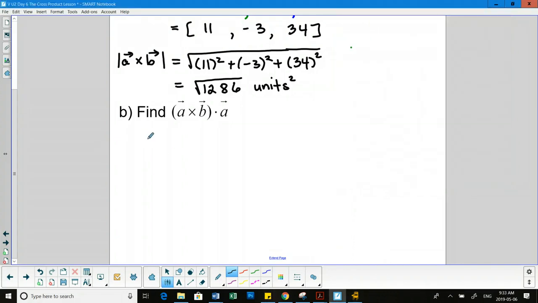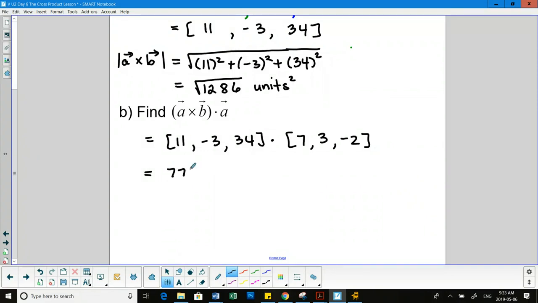So we have vector A cross B. We found it to be 11, -3, 34. And we want to dot it with A, and we're just checking to see if our prediction is correct. So we get 77 plus -9 plus 34 times -2, that's -68. And do we get 0?